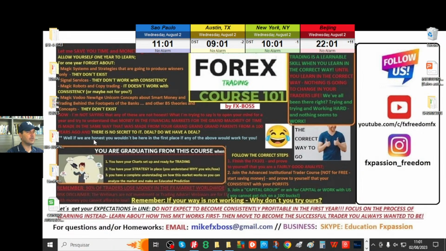Never forget, you're going to graduate from this course when, number one, you have your chart set up and ready for trading. We are working on this one with the Fibonacci's. Number two, you have your strategy in place. You understand why you win and why you lose from the strategy. And we are working on number two also with the Fibonacci's. And number three, you have a complete understanding of how this market works, so you can analyze the market and make an educated prediction. And we are working on number three too. Alright, everybody, the Fibonacci's work on 1, 2, 3.